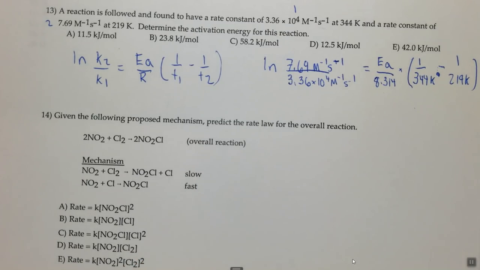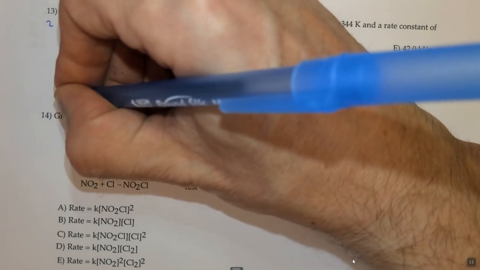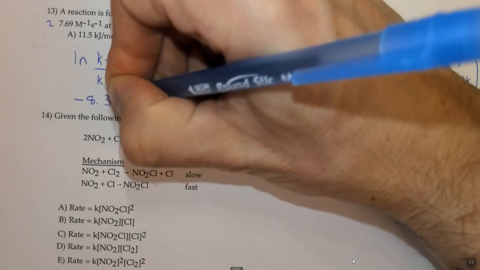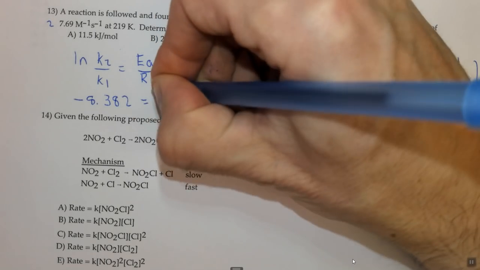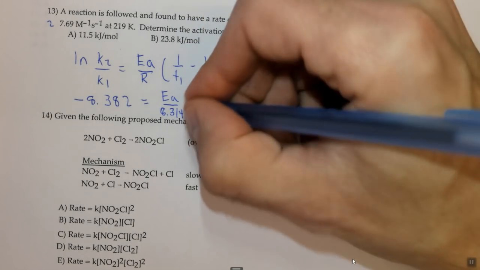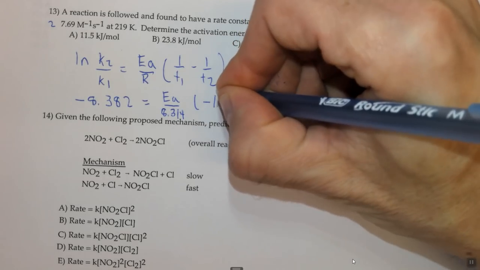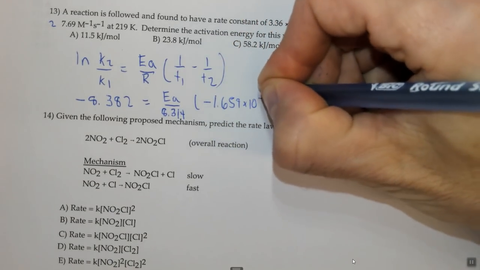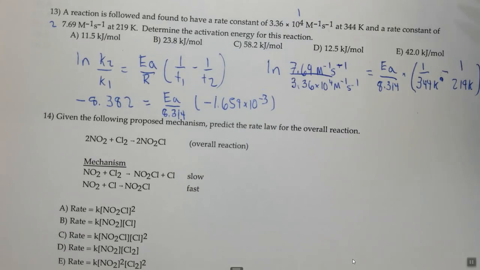Now, it's a math problem. So, the first thing that we're going to do is divide these two numbers and take the ln. And what we find is negative 8.382, which is these two numbers divided and then using the ln on a calculator, equals EA over R, which is 8.314. And then when we subtract these two numbers, we get negative 1.659 times 10 to the minus 3, and that's technically K^-1, but I'm not going to write all the units out here.